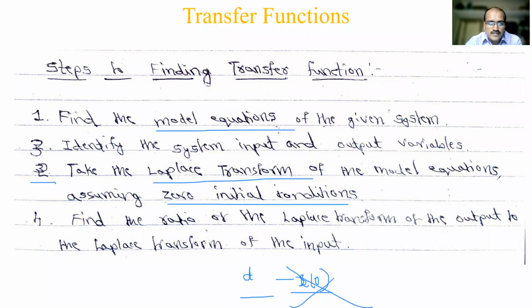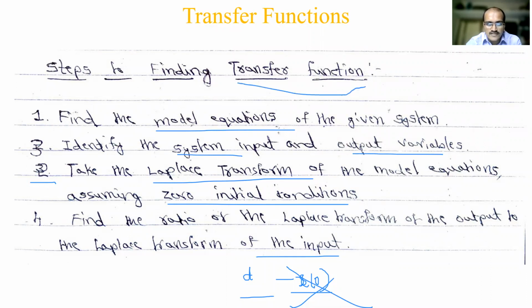Then the third step is to identify the system input and output variables, which is the system input and which is the system output, because you have to take the ratio. And finally you have to take the ratio of the Laplace transform of the output to the Laplace transform of the input, which is nothing but your transfer function.